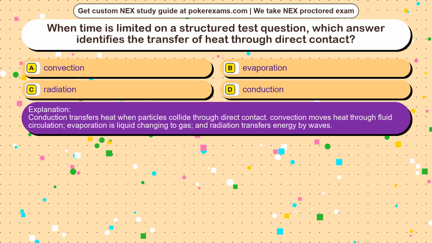Conduction transfers heat when particles collide through direct contact. Convection moves heat through fluid circulation, evaporation is liquid changing to gas, and radiation transfers energy by waves.